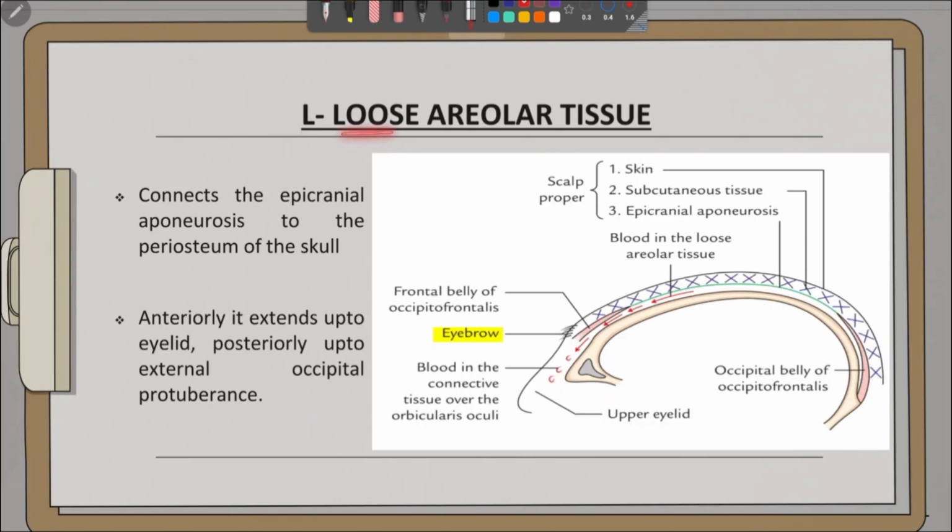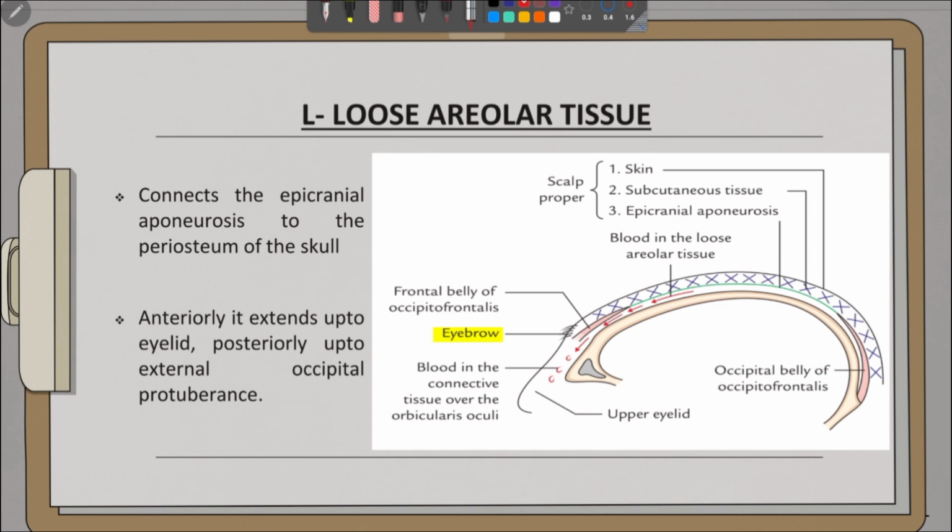The fourth layer is the loose areolar tissue. This areolar tissue is very loose and it connects the epicranial aponeurosis to the periosteum of the skull. So this is the space. This is the fourth layer and it is a potential space. And it connects this upper green color aponeurosis to the pericranium of the skull. You can see this loose areolar tissue extends up to the eyelid anteriorly and posteriorly it extends up to this external occipital protuberance. So this is the space.